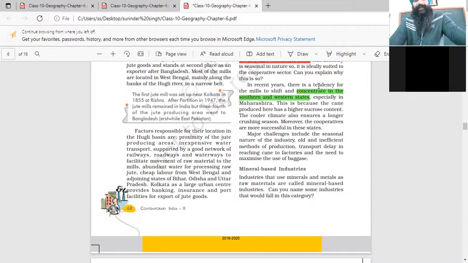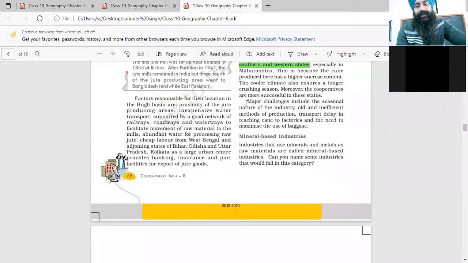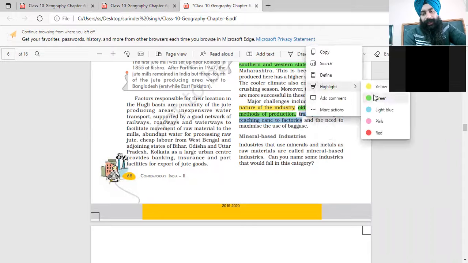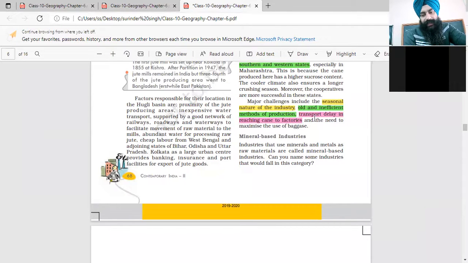Clear? Next are the challenges, the problems associated with the sugar industry in India. What are the problems associated with the sugar industries in India? First, the seasonal nature of industry. That industry can function during the winters, not throughout the year. Second, old and inefficient methods of production. Third, transport delay in reaching sugarcane to the factories. This is a problem for sugar industries.